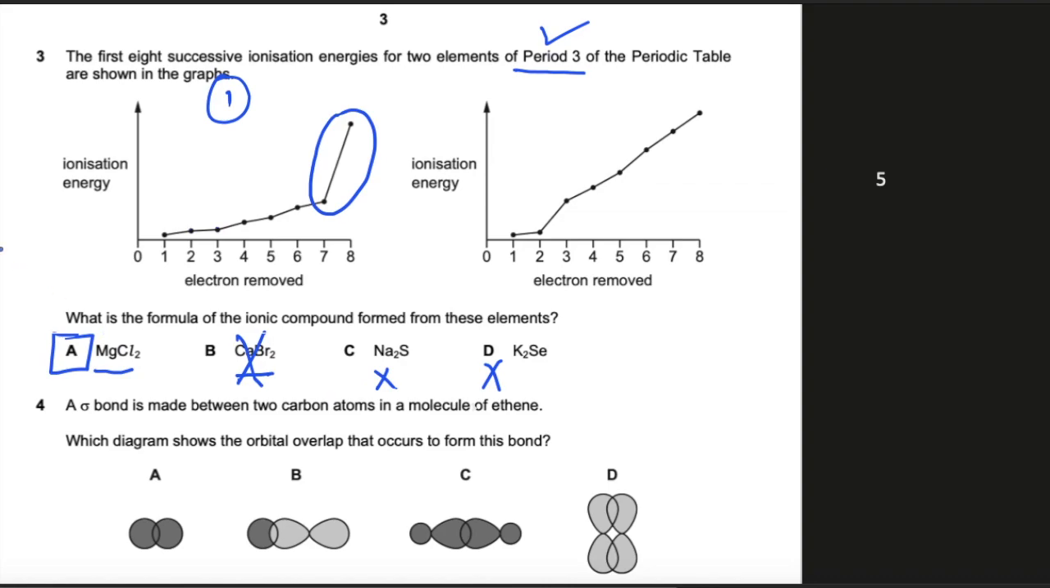And you can further verify in the second ionization energy graph, you can see that there is a big jump when you remove the second electron from the valence shell. After removing the second electron, when you remove the third electron, there is a big jump. It means the third electron is present in the inner shell, which is nearer to the nucleus. So more energy is required. So answer is A.